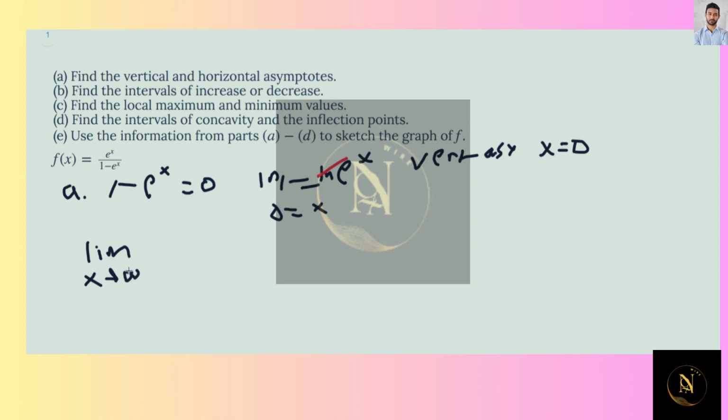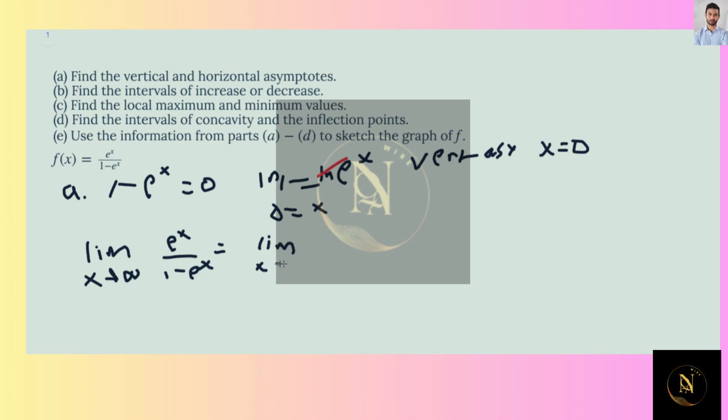Now to find the horizontal asymptote, we take the limit as x goes to infinity. So we first find it at infinity. That would be e to the x over 1 minus e to the x. You can't do direct substitution, but you can pull out a factor of e to the x.